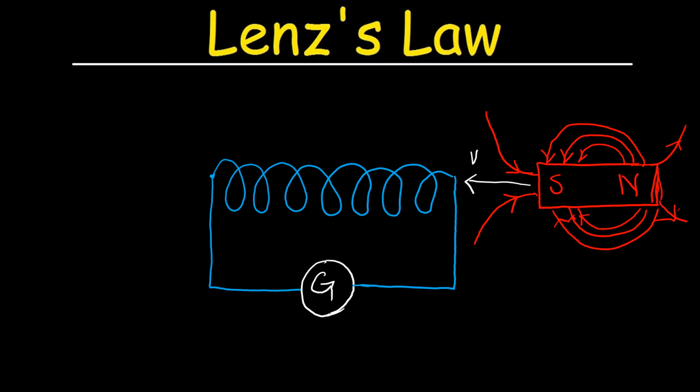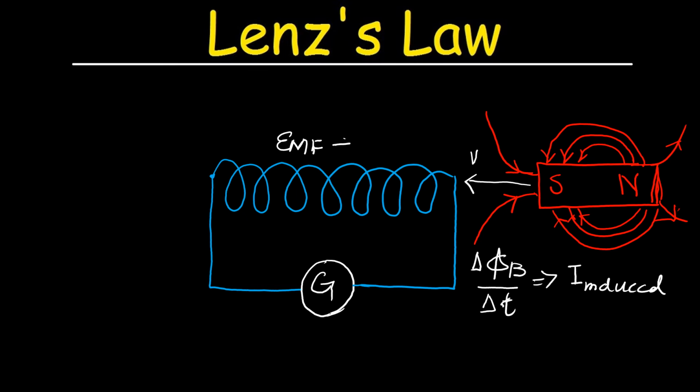As you know, a magnet has magnetic field lines. The motion of the magnet will cause a change in flux, and the rate of change of flux will cause the generation of an induced electric current in the conducting wire. Initially, there will be a generation of electromotive force due to the rate of change of flux, and the electromotive force will cause an induced electric current in the wire.